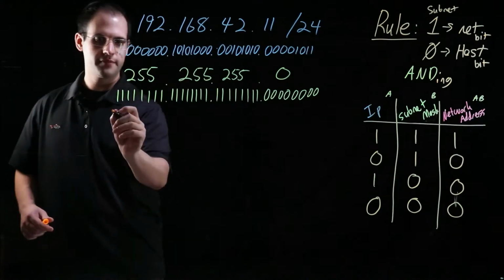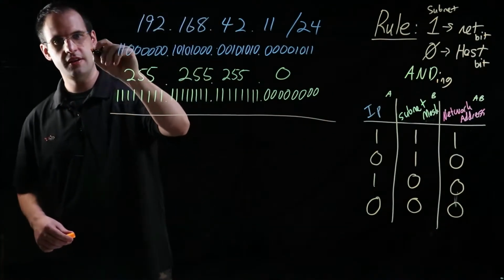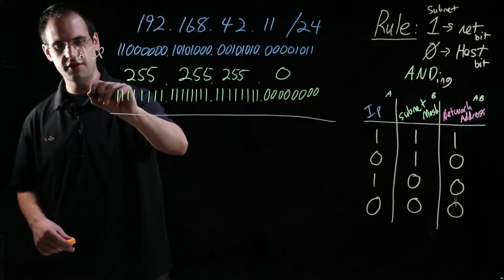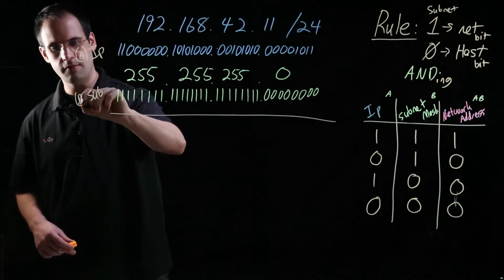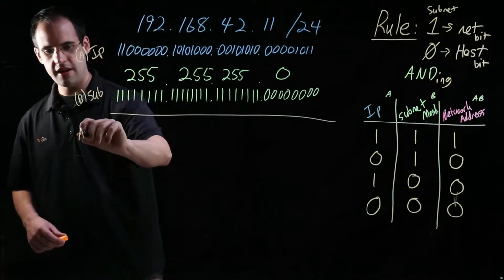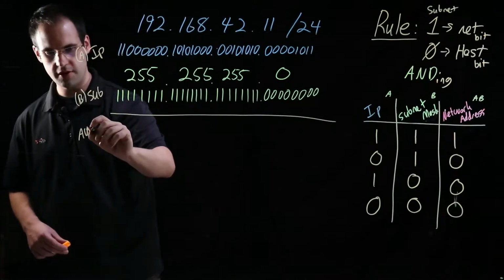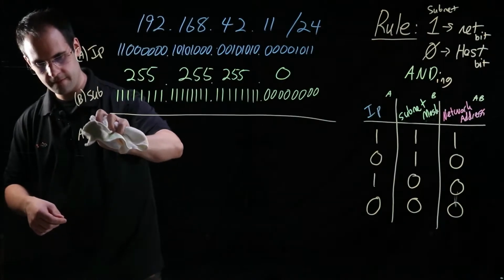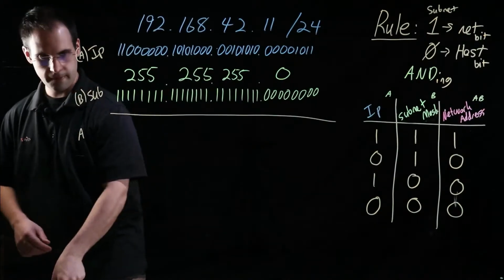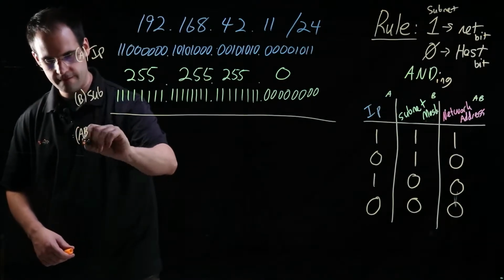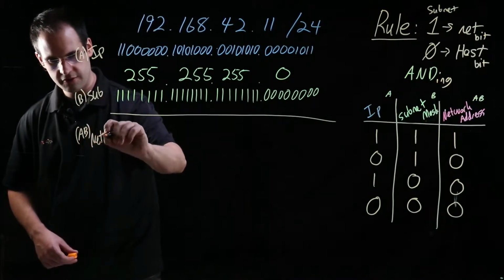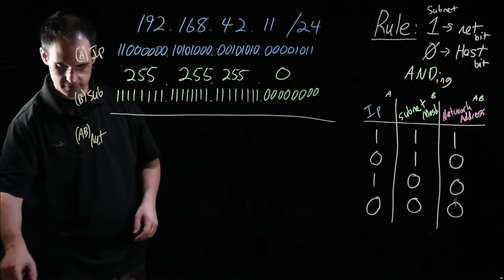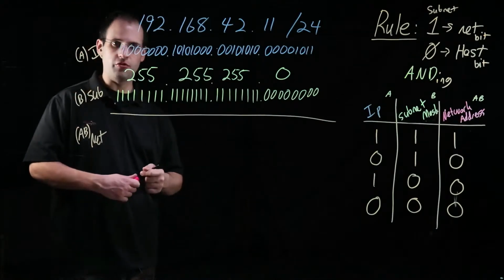So why did I line this up as perfectly as possible? Remember that this is our IP, or our A column, and this is our subnet mask, or our B column. So our output, AB, so to speak, is our network address. We need to get an output, which is going to be our network address.